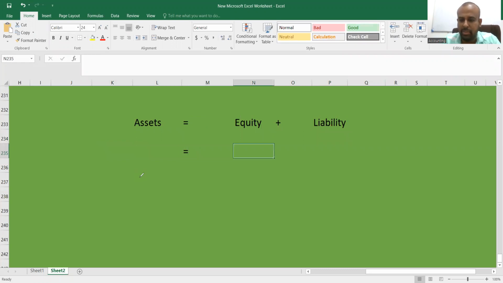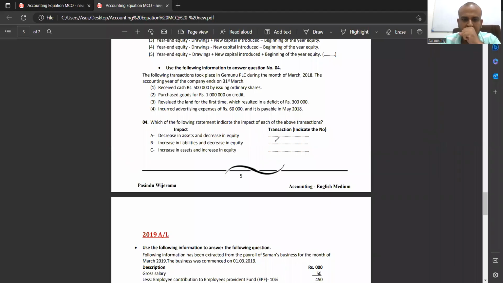Advertising expenses incurred for the period, let's say rupees 50,000, then equity balance decreases. On the other side, liability balance increases rupees 50,000, right? You haven't paid, right? Then what will happen? Then the fourth one is the correct answer. You can see liability increases and equity decreases.